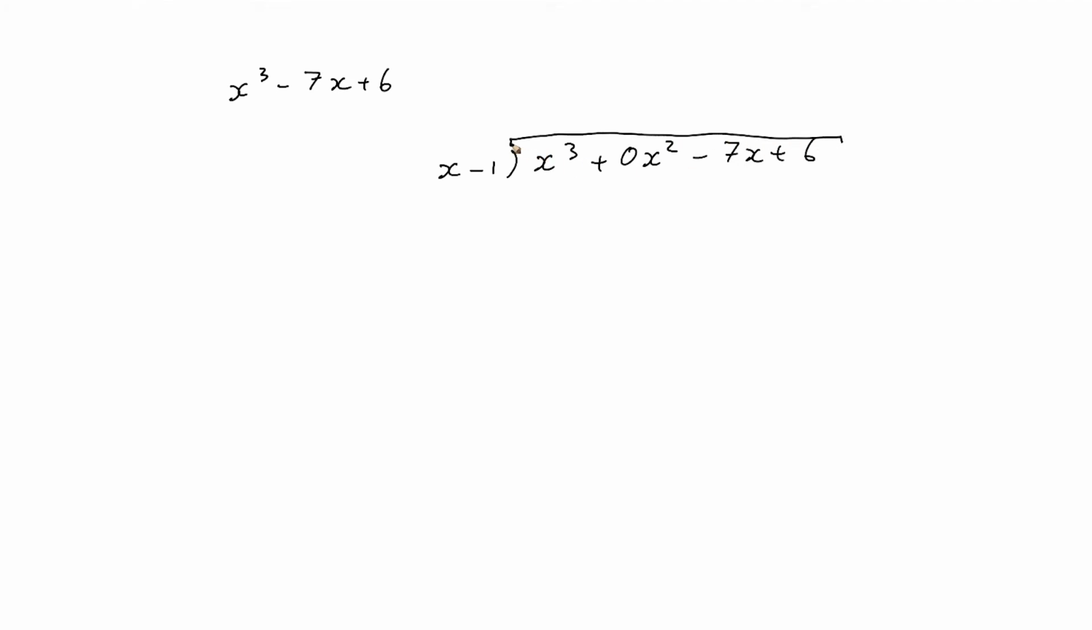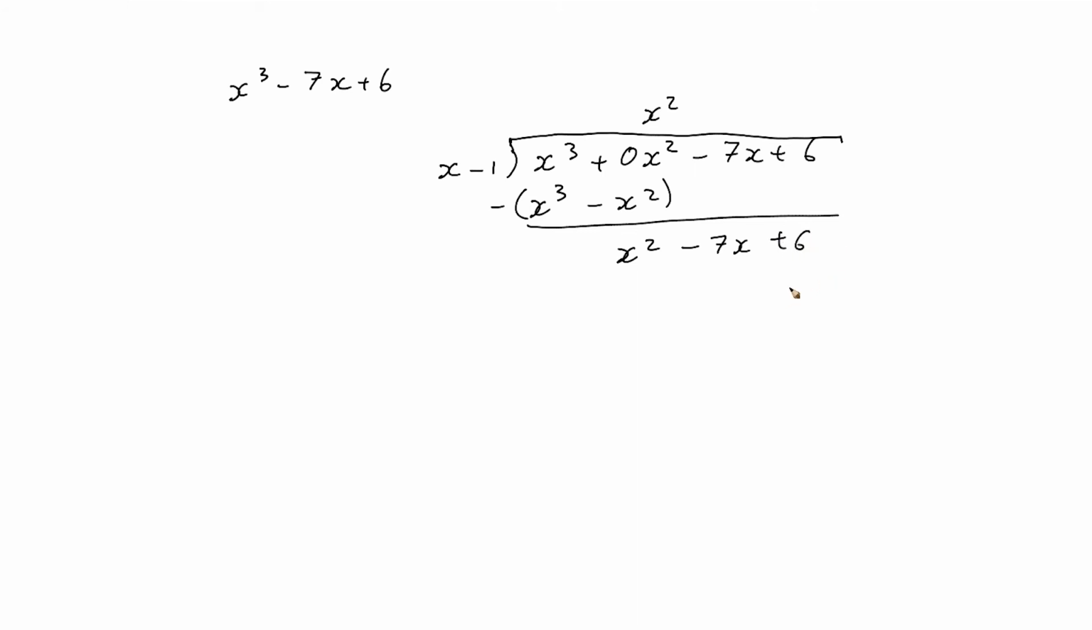So now I need to find a polynomial which, when multiplied by x minus 1, gets me an x cubed term. Well, x squared would be a good one. Get x cubed minus x squared. So now we'll subtract this polynomial from the polynomial above it. Get x squared minus 7x plus 6.